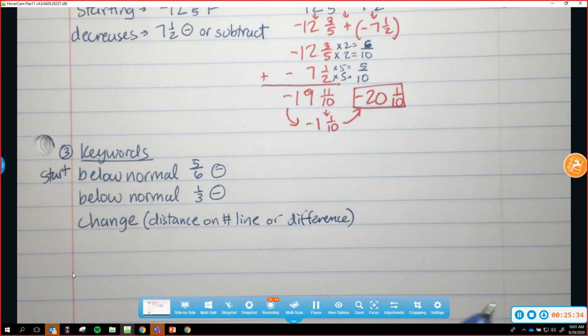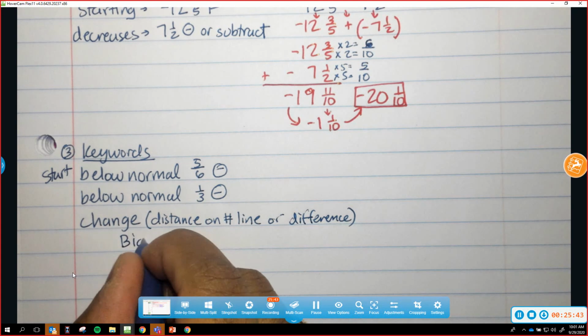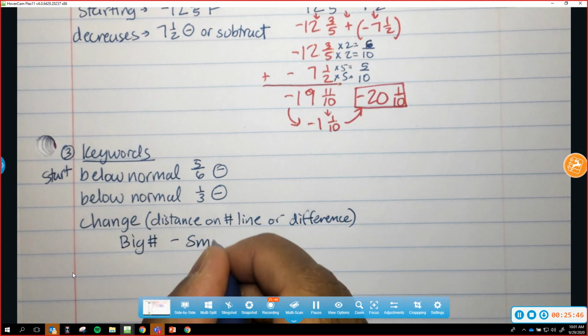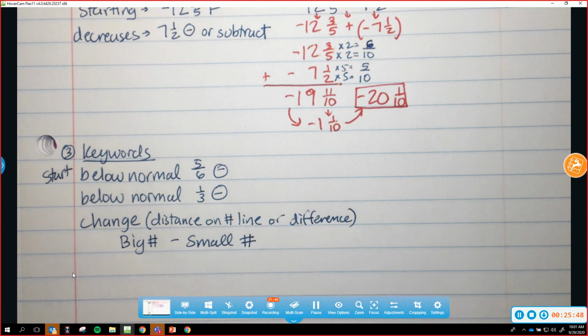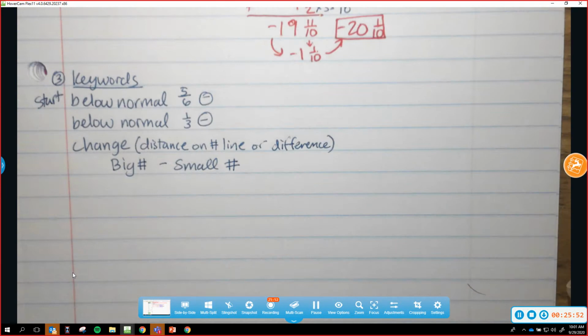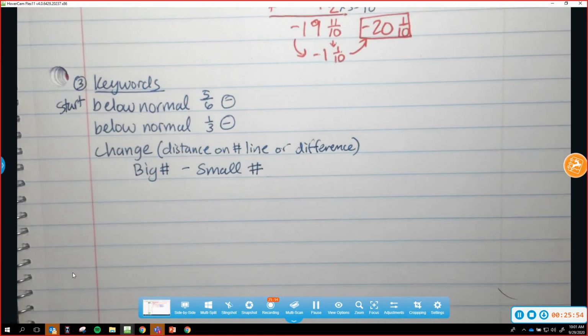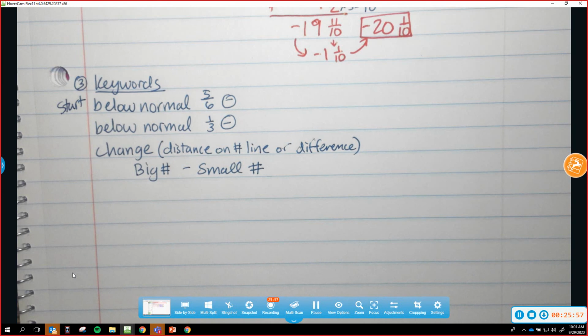Now we talked about difference and the distance on a number line. Old news, okay? So when I think about that change, remember that's the bigger number minus the smaller number. Okay. So think about the bigger number minus the smaller number. So I have a negative 5/6 and a negative 1/3. So Aman, what would I do for my bigger number minus my smaller number?